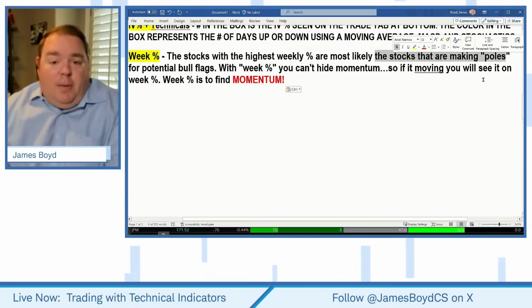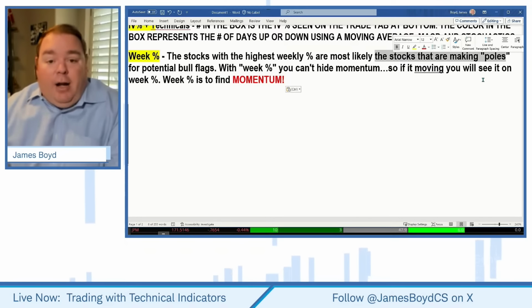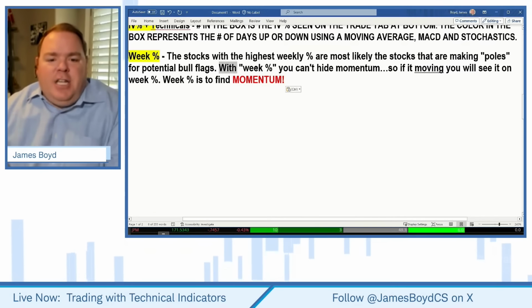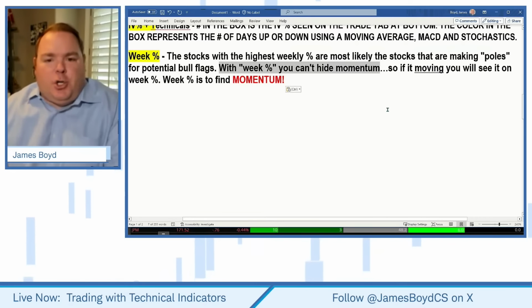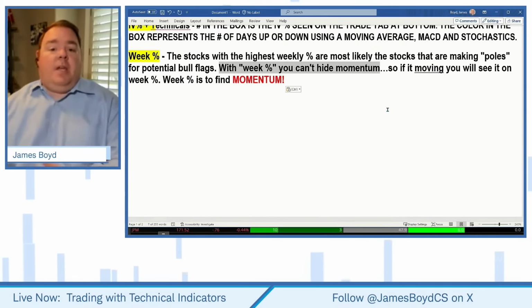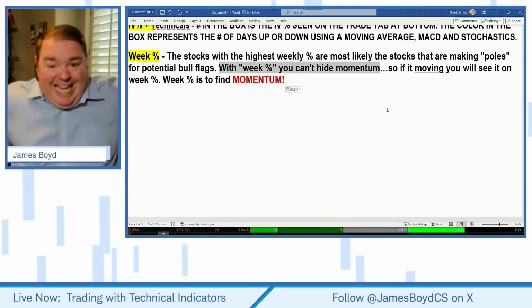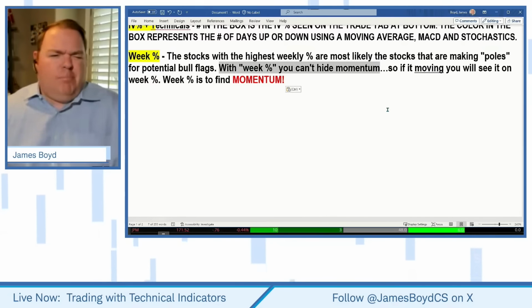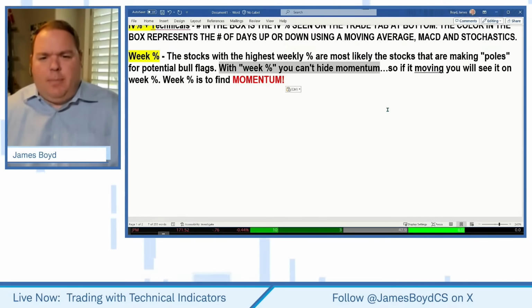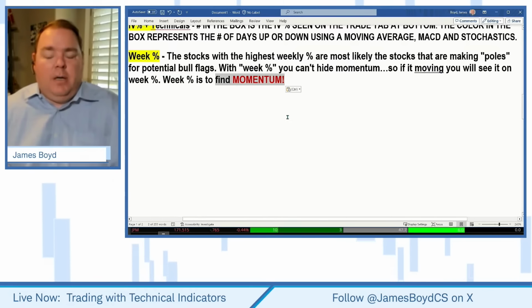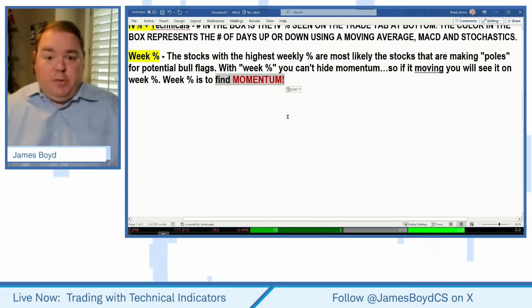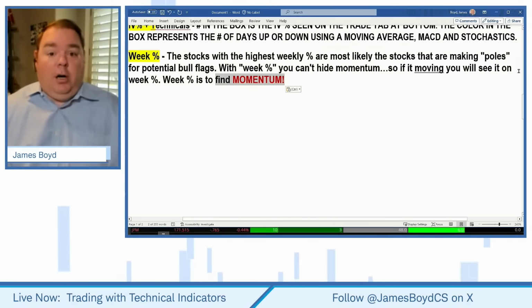The steeper it goes up, the higher the percent, the greater the potential chance of it bouncing, making a higher low. Okay? The nice thing about the week percent is you can't hide the momentum. The percentage is tracking that bullish momentum. Now, if the stock was down 15% in the week, it's highly unlikely that's going to be a bull flag. Does that make sense? So the purpose of the week percent is to find momentum. And if you look at all the stocks that you've seen lately that have really done well, they all had a high percent week return, okay?